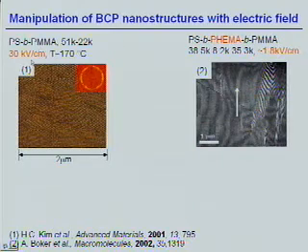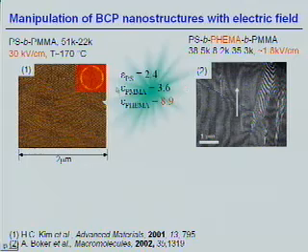Maybe you have noticed that the electric field intensity is much different between these two cases. What makes the difference? As I said, the difference between blocks makes it possible to align this nanostructure with an electric field. The difference between polystyrene and PMMA here, polystyrene and PMMA. Then the big difference between this PEMA block and the other two blocks makes it possible to align this nanostructure at a much lower electric field intensity.